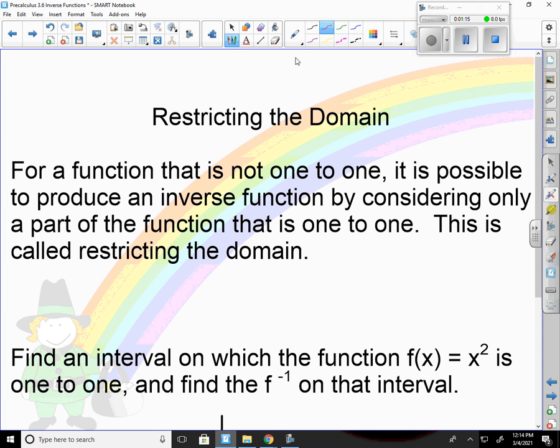Restricting the domain. For a function that is not 1 to 1, it's possible to produce an inverse function by considering only one part of the function that is 1 to 1. This is called restricting the domain. Find an interval on which the function f of x equals x squared is 1 to 1, and find the f inverse, or the inverse function, on that interval. So I'll have you write this down, and then we'll do it together and see what it's talking about.